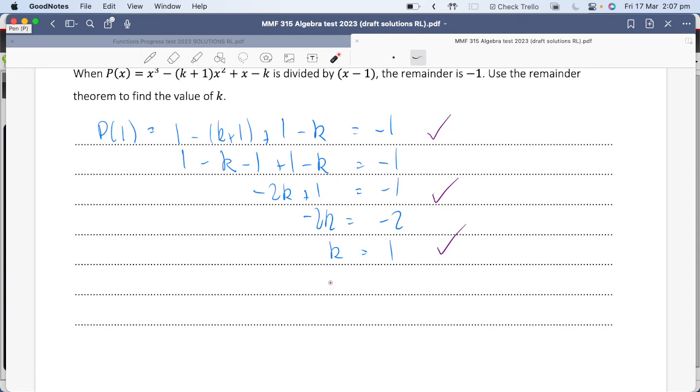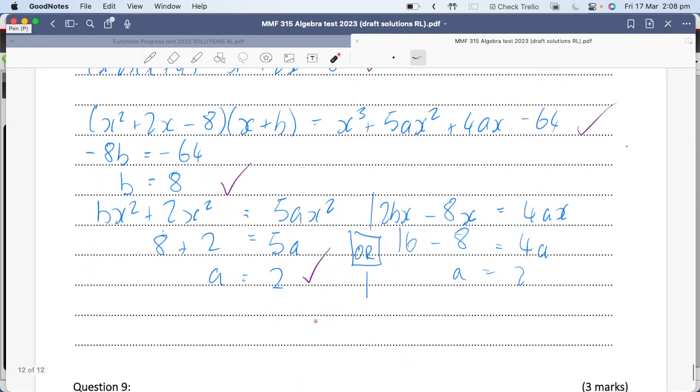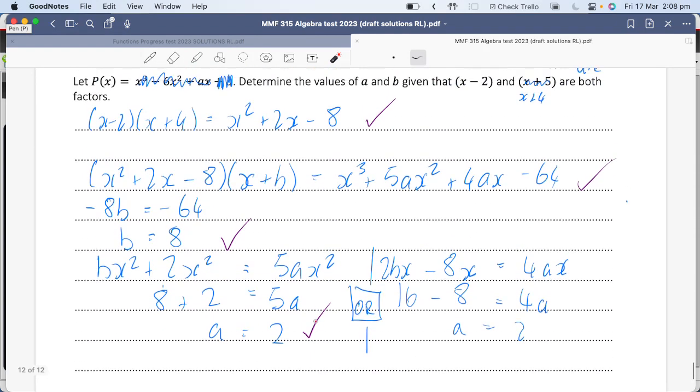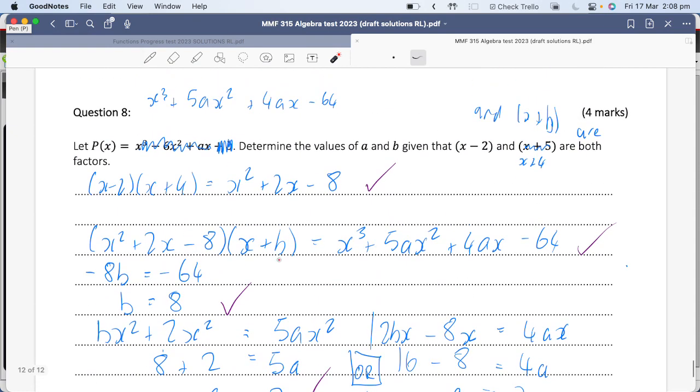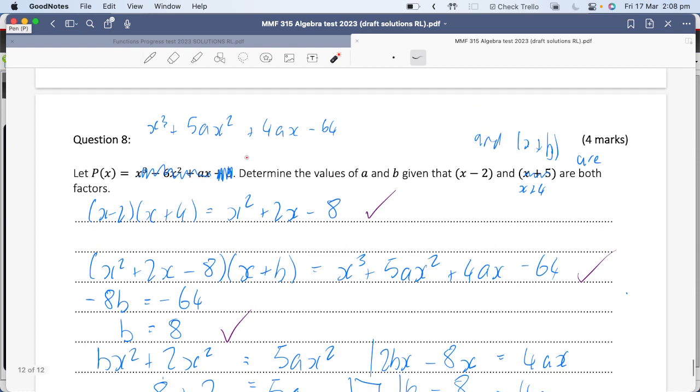Question 8. There was more than one way of doing question 8. Sorry, it looks a bit weird here because I rewrote the question when I thought it was a bit too hard to start with. So you've got this question here. The marks were given like so.